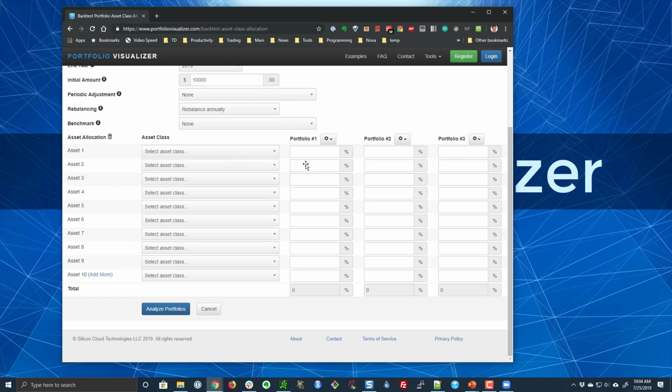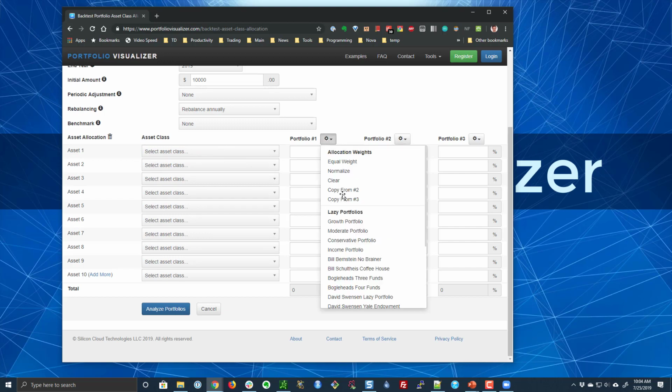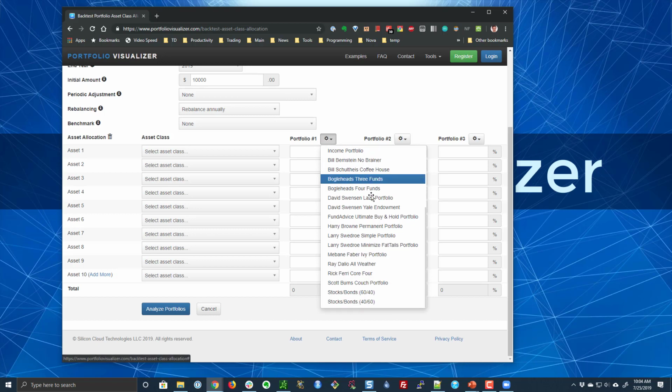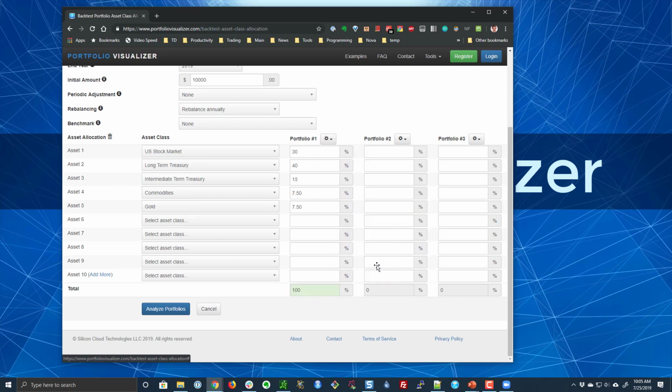Now, I'm not going to do that. I'm going to cheat, and I am going to give you access to what they call lazy portfolios. So you can see that there's a whole bunch of pre-built portfolios over here that you can choose from. And one of my favorites is this one, the Ray Dalio All Weather.